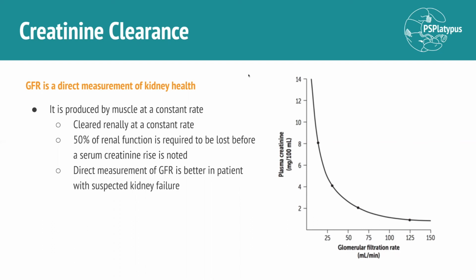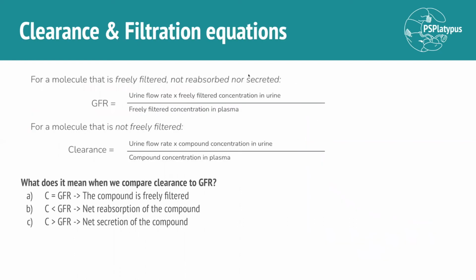Therefore, we utilize direct measurements of GFR in patients who have suspected kidney dysfunction, as it's more useful to identify these patients, as we can see small changes more rapidly and more effectively. In terms of clearance and filtration equations, for a molecule that's freely filtered and not reabsorbed nor secreted, the GFR is equal to the urine flow rate times the freely filtered concentration in urine divided by the freely filtered concentration in plasma. For a molecule that is not freely filtered, clearance equals the urine flow rate times the compound concentration in urine divided by the compound concentration in plasma.